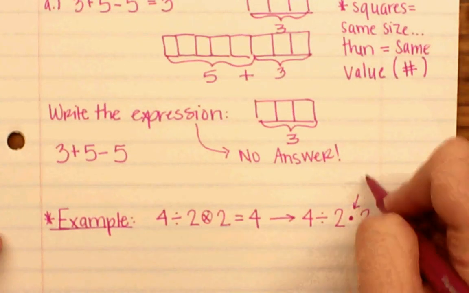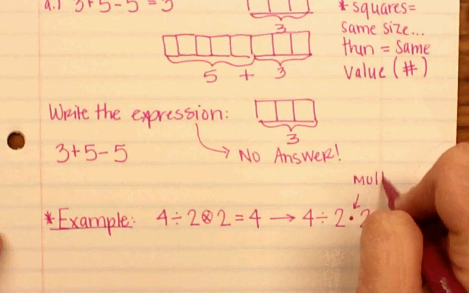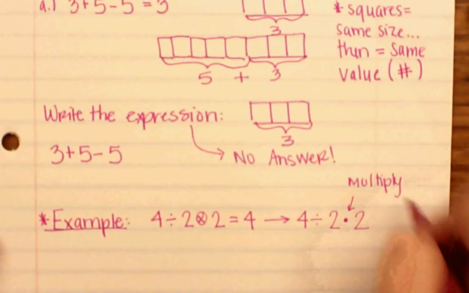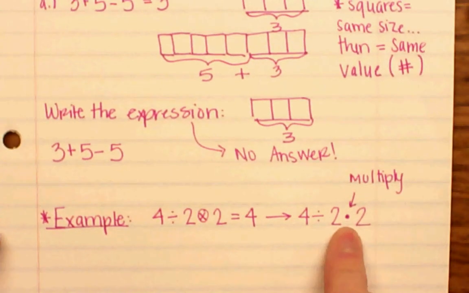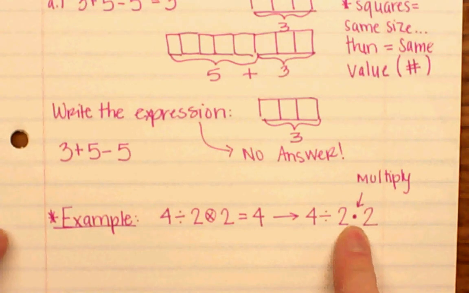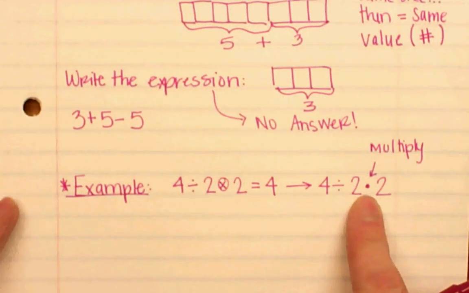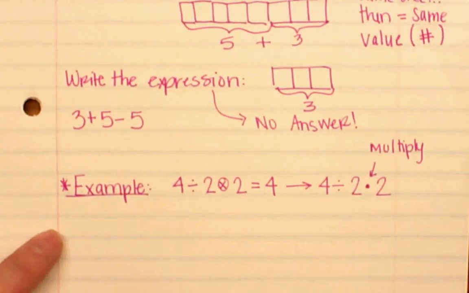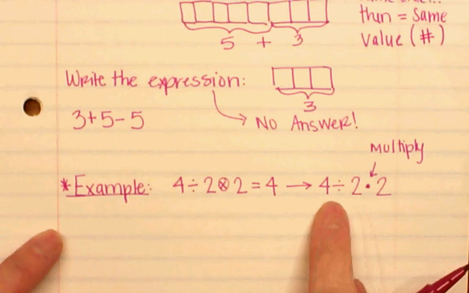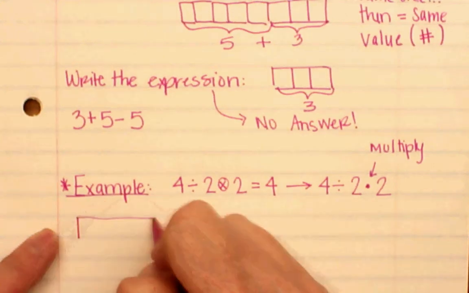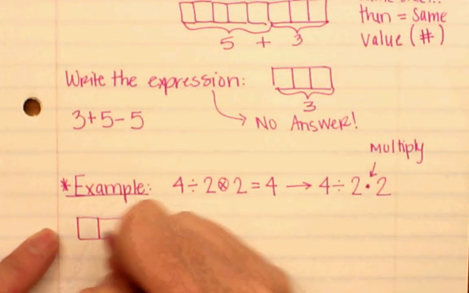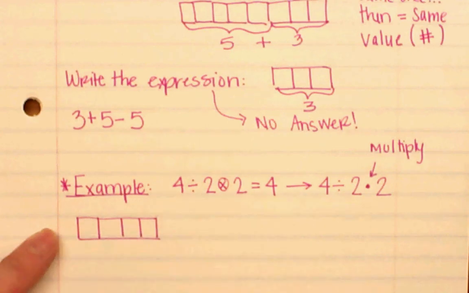This dot sign means multiply. So from now on, when you're writing a multiplication problem, you have to write the dot as your multiplication sign because it'll get confusing when we start adding in letters or variables. So let me show you how to draw the picture. We're going to start with what we're given, which is 4. And every square is going to be the same size to make it the same value.